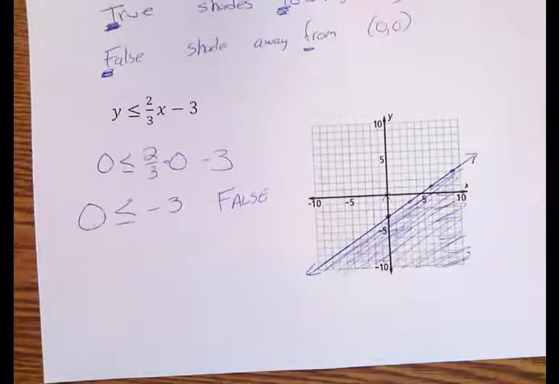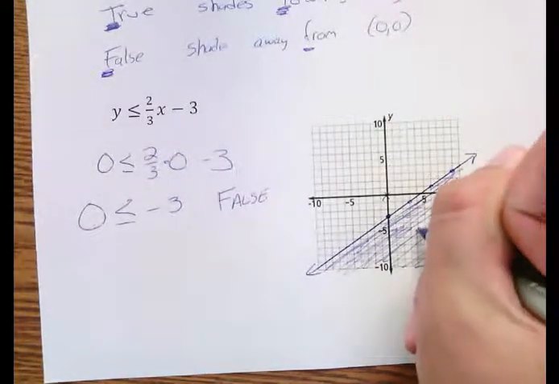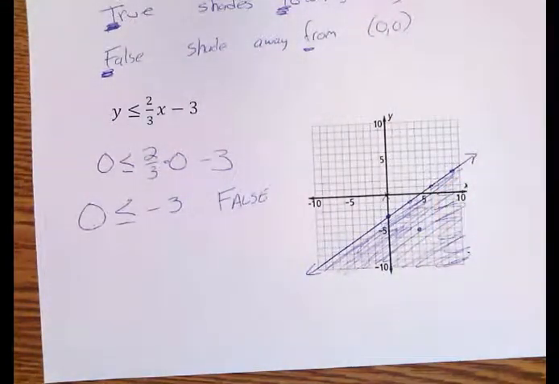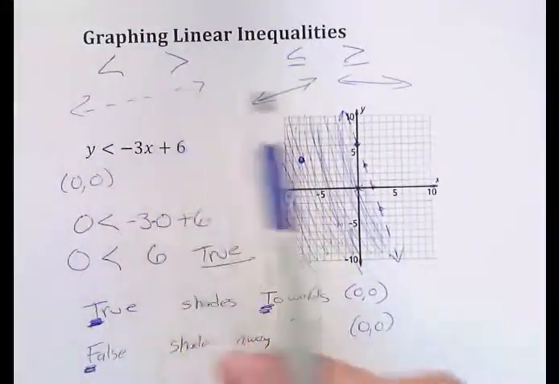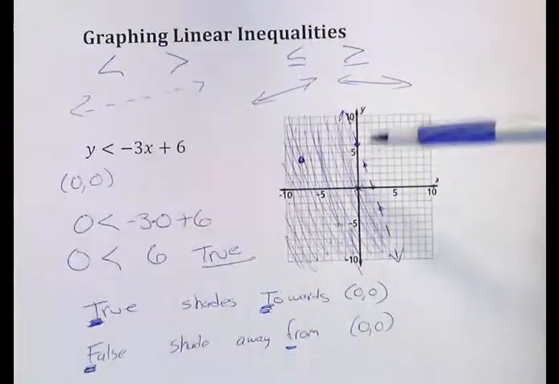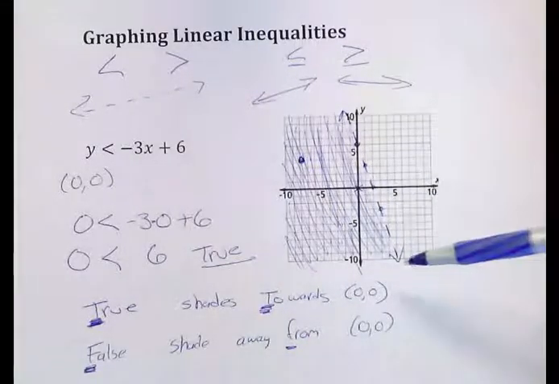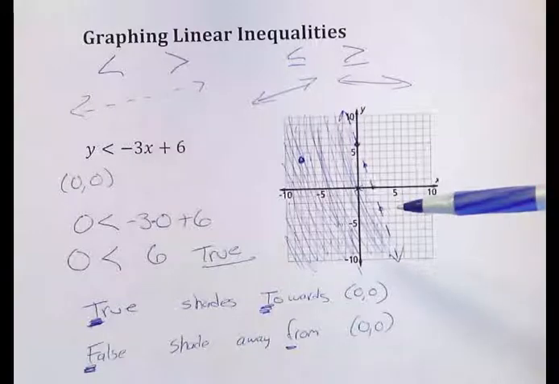And what does this all mean? If you find any point down here, that would be a solution to this inequality. So that was a quick overview of graphing linear inequalities. Be careful with what is solid and what is a dashed line. The actual making of your line is pretty easy. Still use that y equals mx plus b.